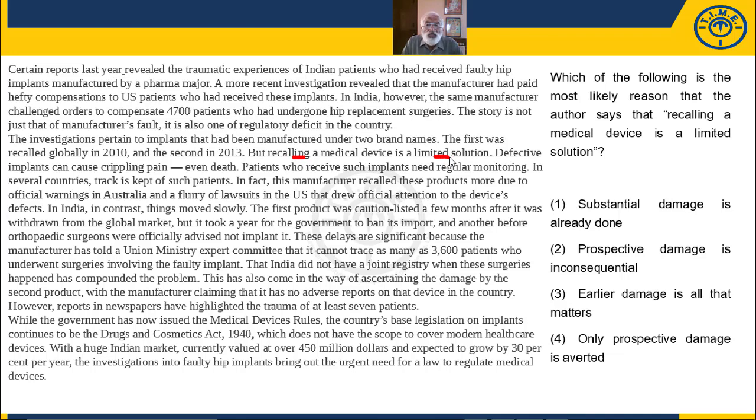What's limited about the solution is that only subsequent damage is stopped. Option 4.2 tells me prospective damage is inconsequential, which means prospective damage is so small it doesn't matter. In that case, it doesn't need a solution. Earlier damage is all that matters. Again, in that case, the later damage or possible damage doesn't need a solution. Only prospective damage is averted would mean only forthcoming damage, only possible future damage, is averted. That's what prospective means. What is likely to happen, isn't it? So our answer here would be 4. All right.